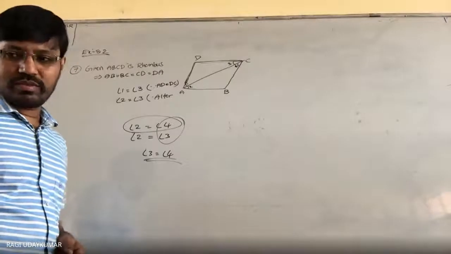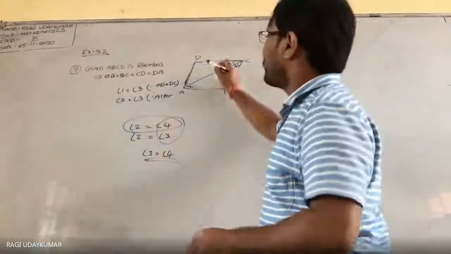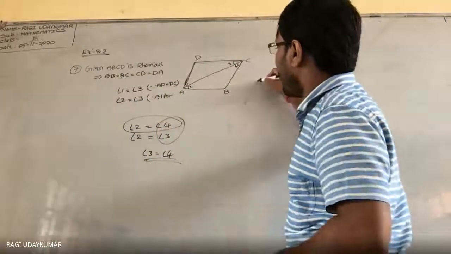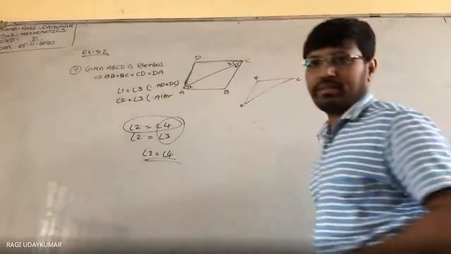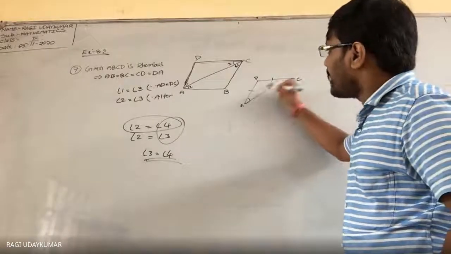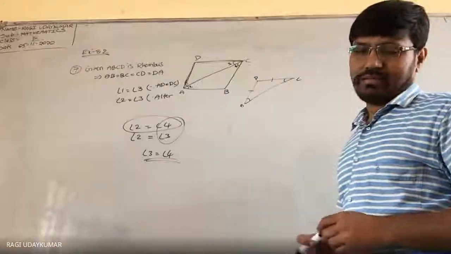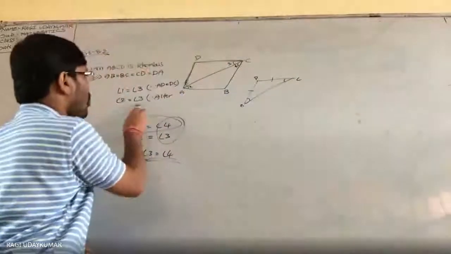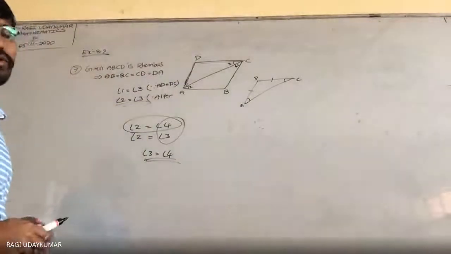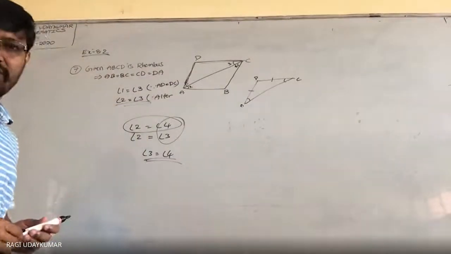Sir, I have one confusion. Angle 1 is equal to angle 3, please say that once again, how is it? See here, take this triangle ADC into consideration. AD equal to DC, angles opposite to the equal sides are equal. This is alternate angles. Both the concepts you have to use here, so that you are going to get it.